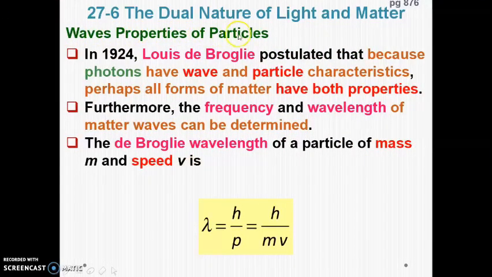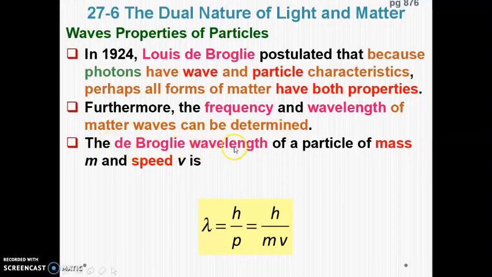So, wave properties of particles. In 1924, Louis de Broglie postulated that because photons have wave and particle characteristics, perhaps all forms of matter have both properties. Furthermore, the frequency and the wavelength of the matter wave can be determined.